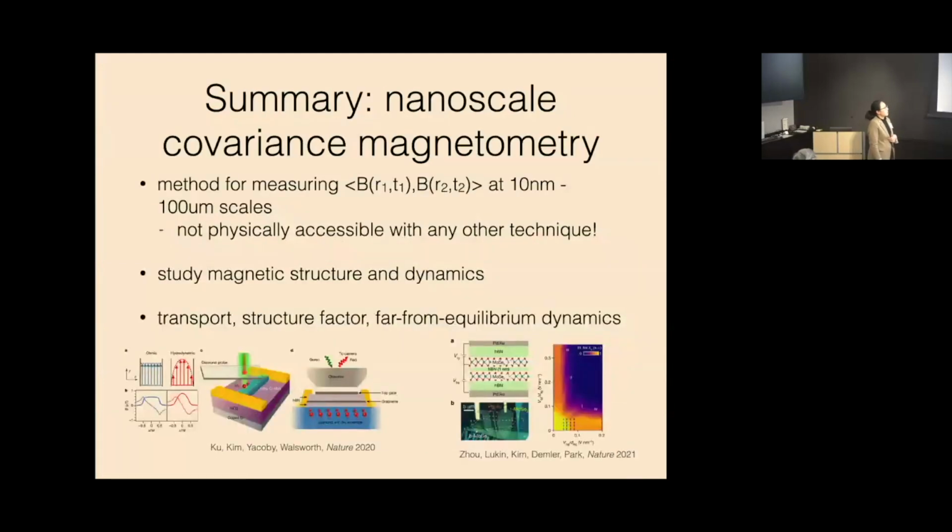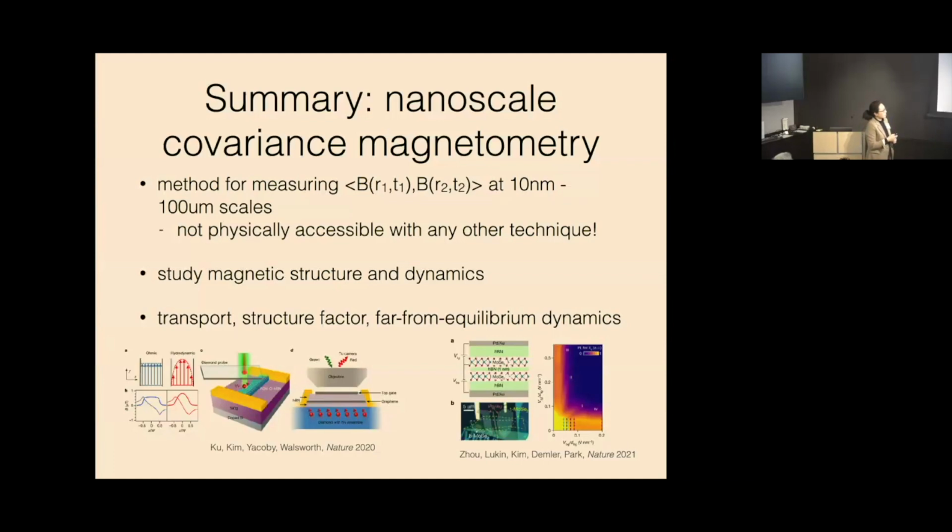Okay, so to summarize this technique very briefly, what I've shown you is a method for measuring a 2-point correlator in the magnetic field at very small length scales in real space and very short timescales. And as far as I know, this is just not physically accessible with any other technique. There are, of course, other ways to measure correlation functions, but they are generally bulk probes that look over large areas. And the fact that you can now measure this with very fine spatial resolution in real space and real time is very unique.